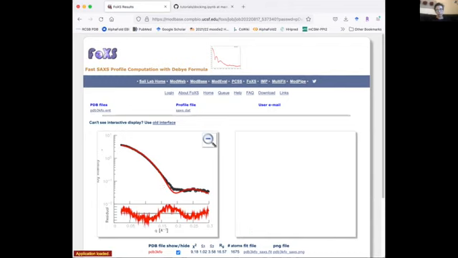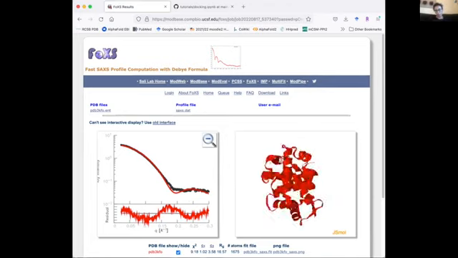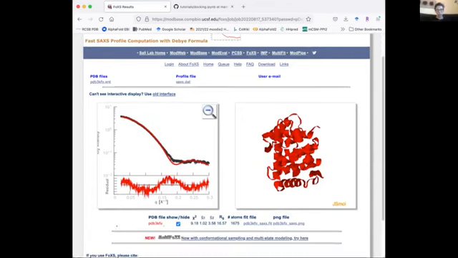The black is the experimental profile and the red is the calculated one, and this is the residual. And this is the protein that we used for calculation. And below we can see the numbers. So this is the PDB, the chi-square is 9. And here we have the two fitting parameters, C1, C2, and the number of atoms, radius of gyration.